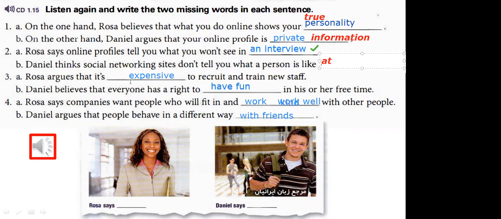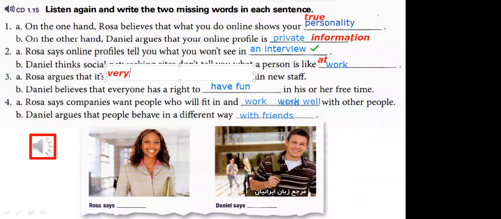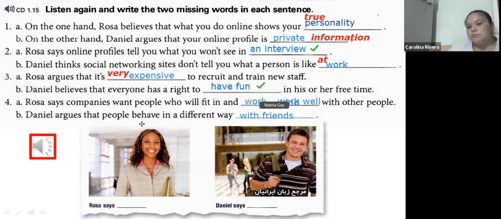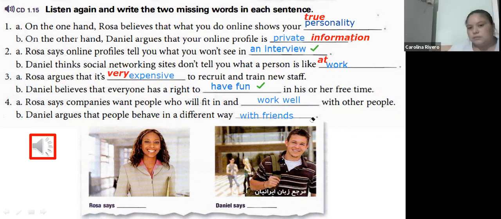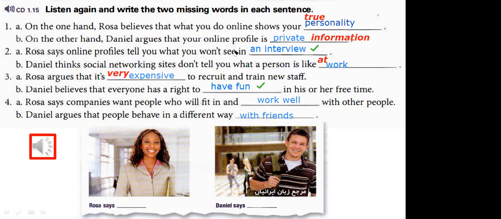And 3A? Very expensive. 3B? Have fun. Yes, correct. Number 4A? Work well. Right, work well is correct. And 4B? With friends. Perfect, guys. Thank you very much.